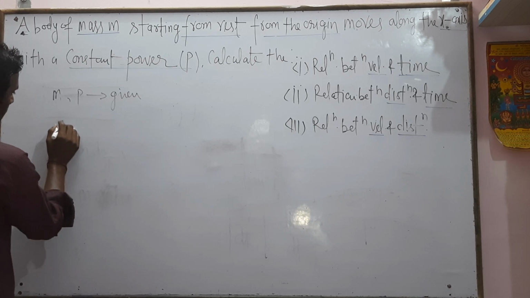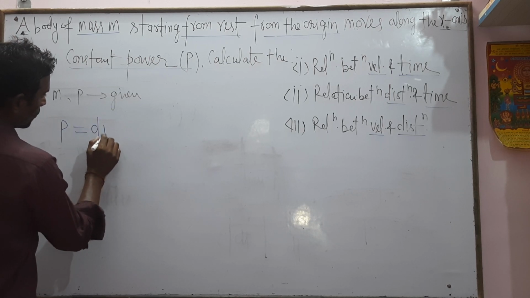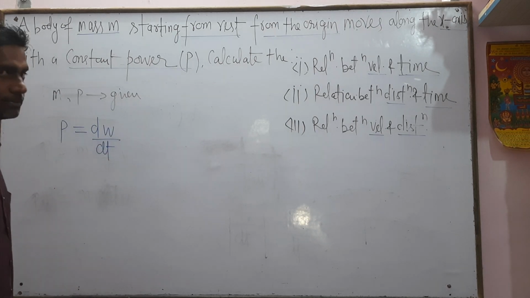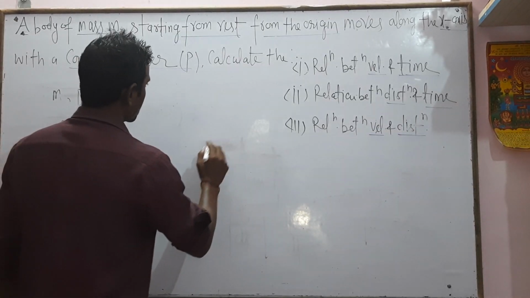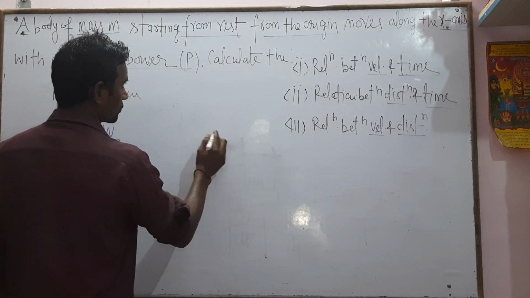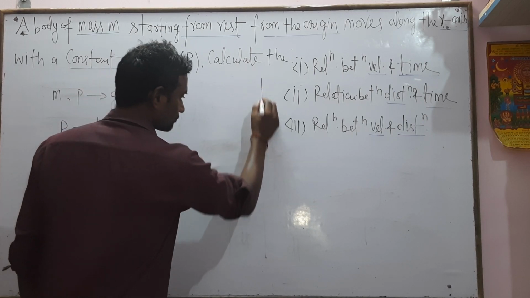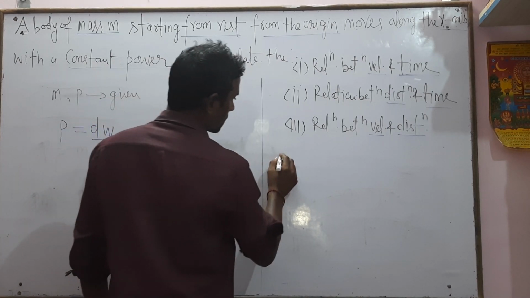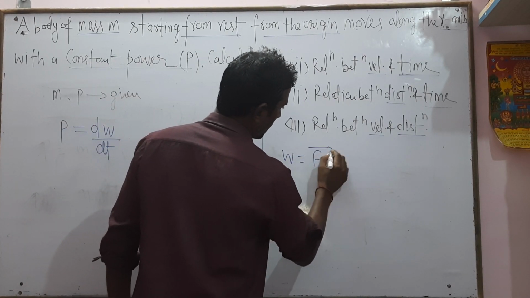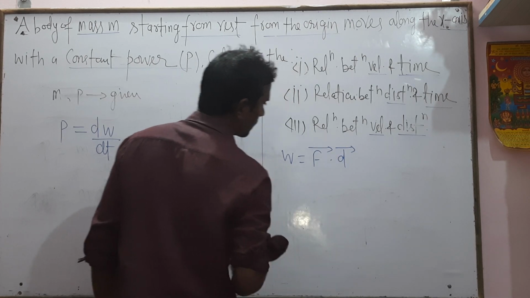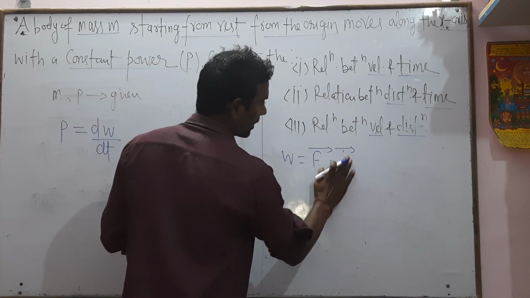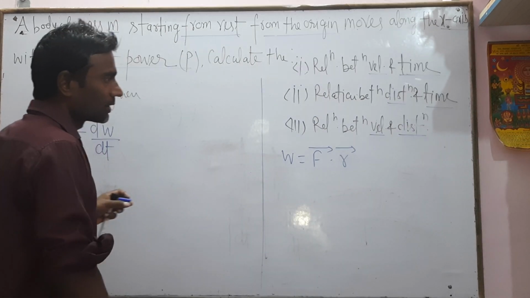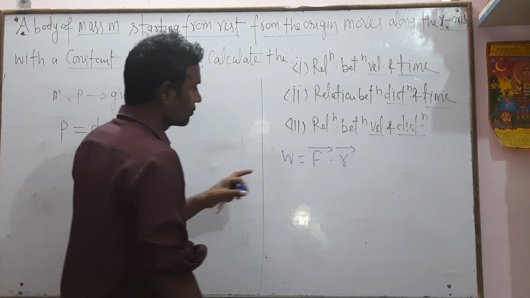We know that power P equals dW by dt. The rate of change of work is known as the power. Work W equals F dot d, or we can say F dot r vector, where F is the force and r is the displacement. The dot product of force and displacement equals work.